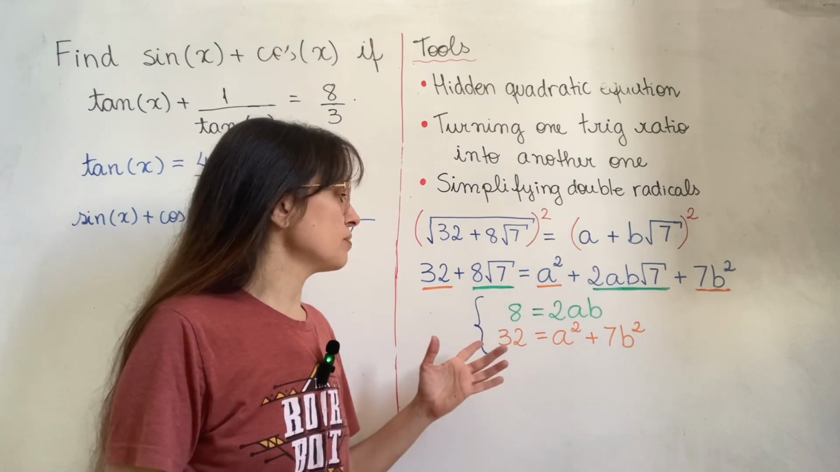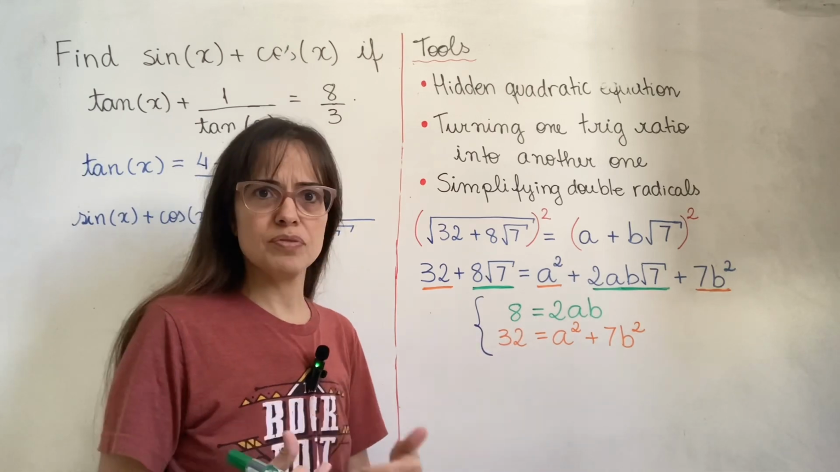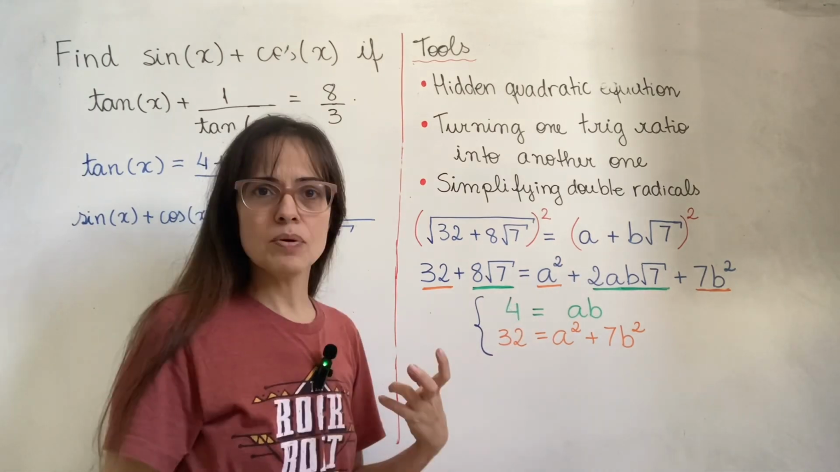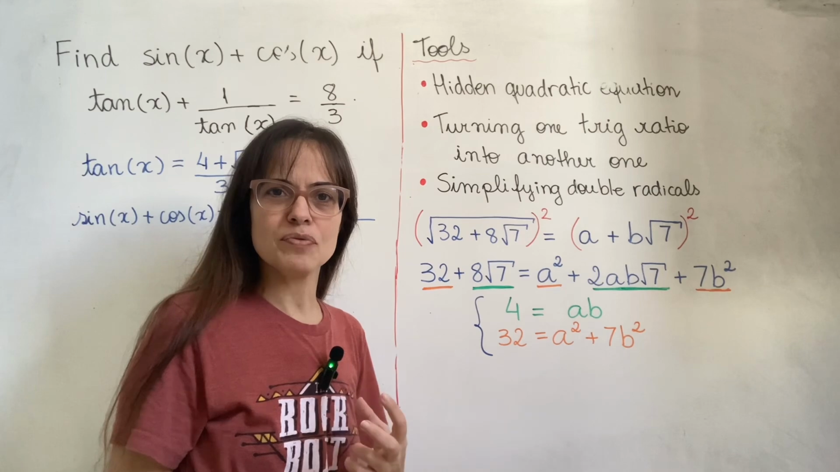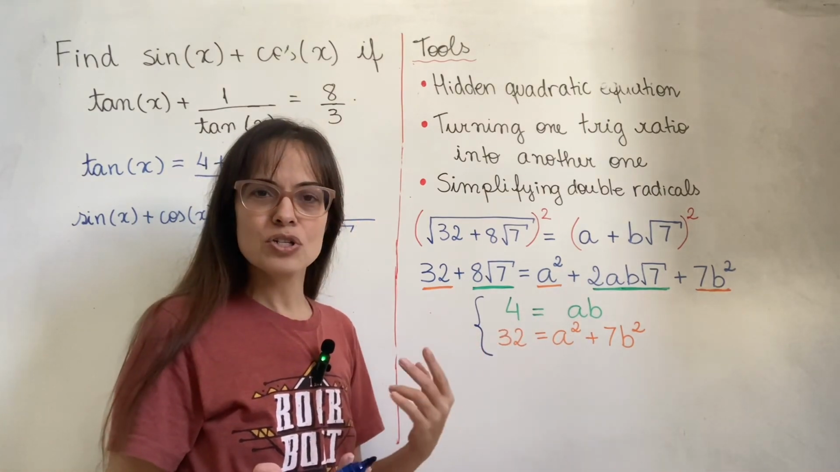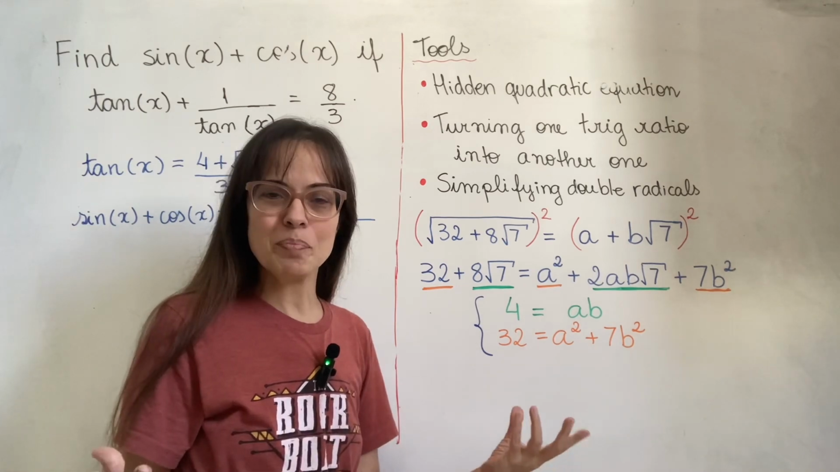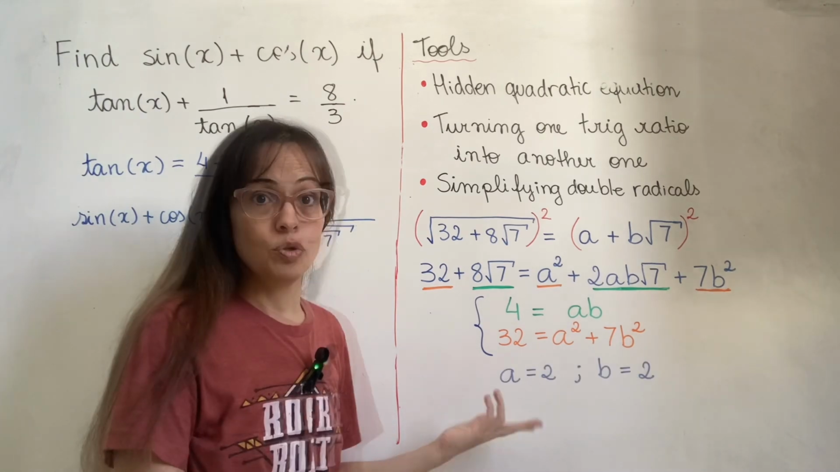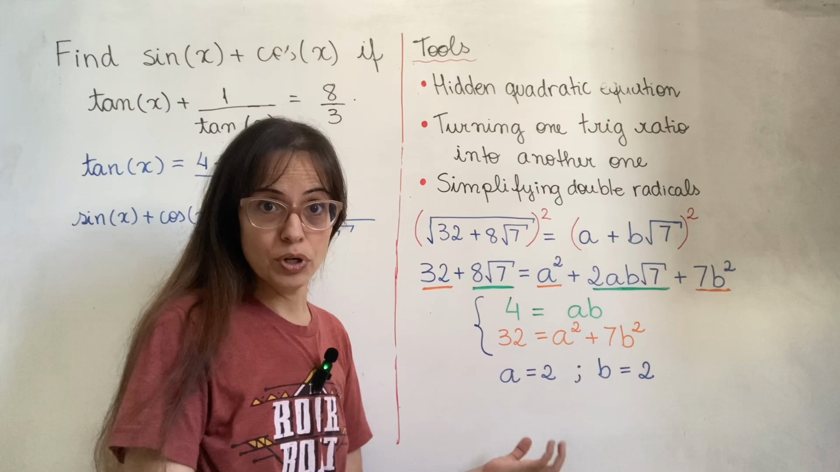You can start by simplifying here. The green equation can be divided by 2 on both sides. And now there aren't that many pairs of numbers that multiplied by each other is equal to 4. So if you just try the pairs that exist, you will see that 2 and 2 works.